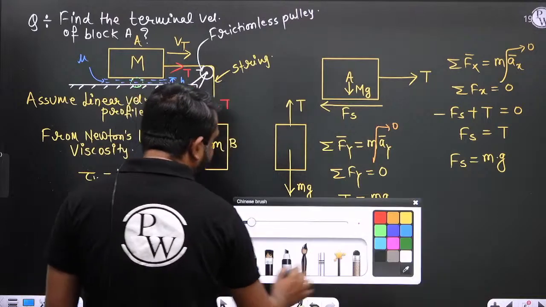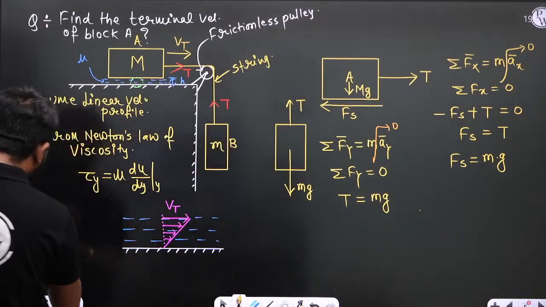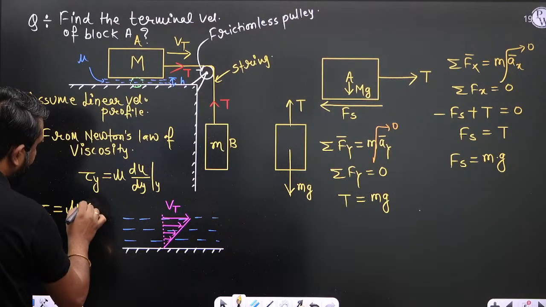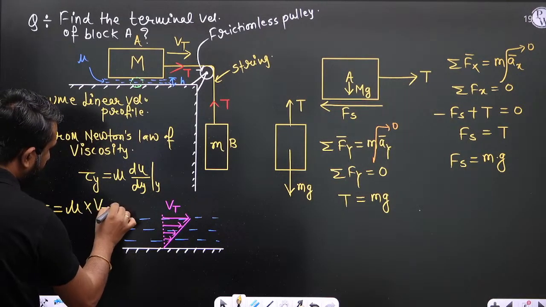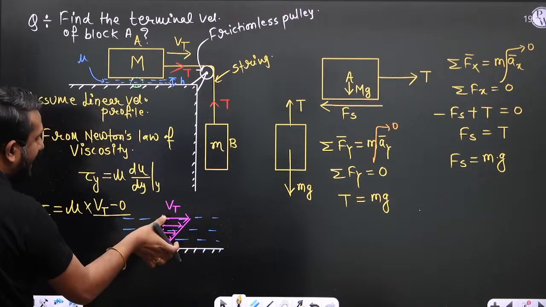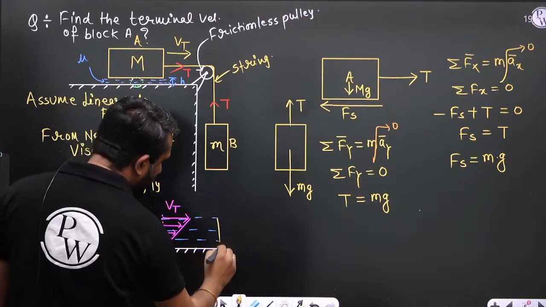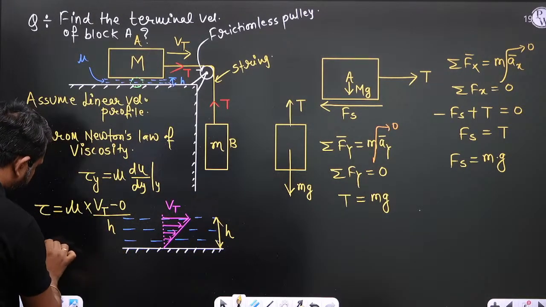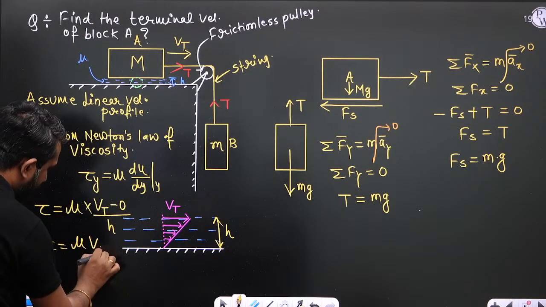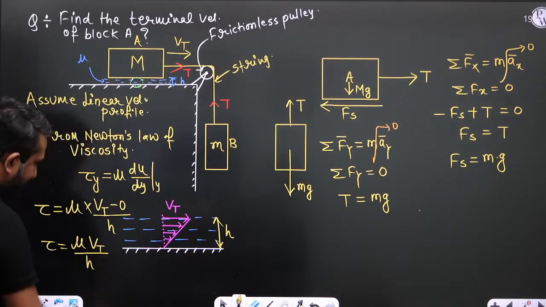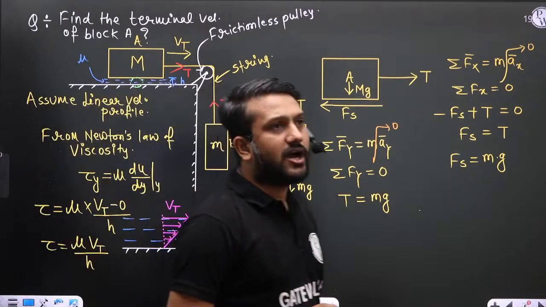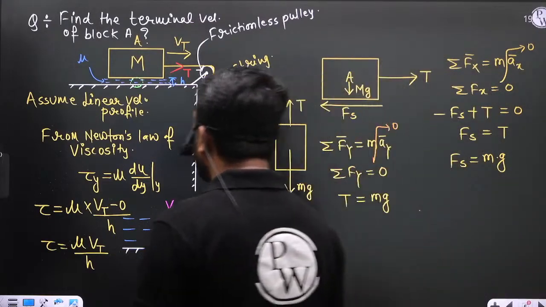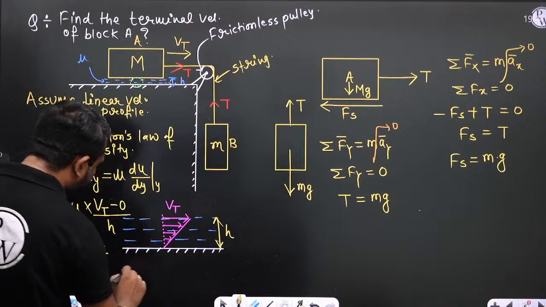So simply we can write tau, because each layer experiences the same shear stress, tau is equal to mu into (Vt minus 0) divided by that gap. And what is that gap? That gap is h. So tau is equal to mu Vt by h. Once you know the tau, can we calculate the shear force? Yes, definitely we can calculate the shear force.